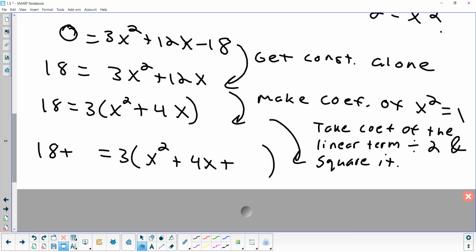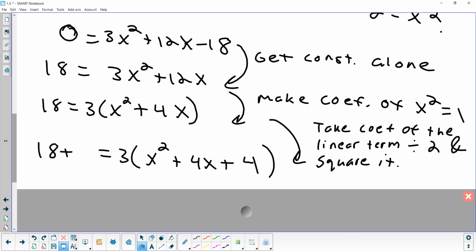So Michael said it, we have a 4. What's 4 divided by 2? 2. Square it? 4. So that was just a coincidence. If this was a 6, I would divide it by 2 and get 3, square it and get 9. Okay.